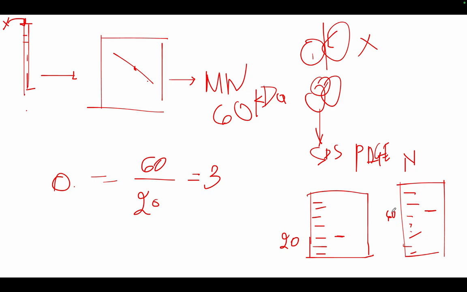Now, one thing that SDS and native PAGE will not be able to tell you is how homogeneous the protein sample is. From SEC, what you're getting is a chromatogram like this. I'm getting a very sharp peak, which is telling me that I have a good homogeneous protein sample. If instead in SEC, I am getting a peak like this.